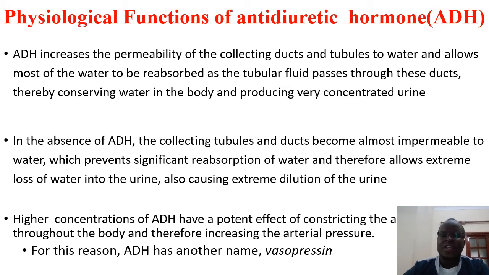So an increase in secretion of ADH, an increase in the concentration of ADH, can have a potent effect of constricting the arterioles. So all the arterioles will be constricting, increasing the peripheral resistance. And if the peripheral resistance is increasing, we all know that the blood pressure is also going to increase. That relationship was explained in the Poiseuille-Hagen formula in the cardiovascular system. So I hope you still remember the relationship there.